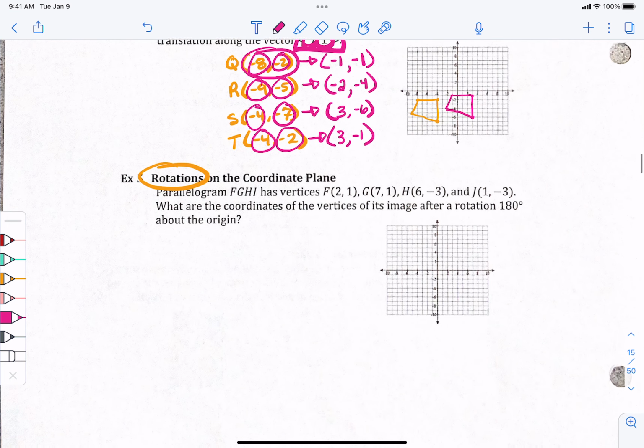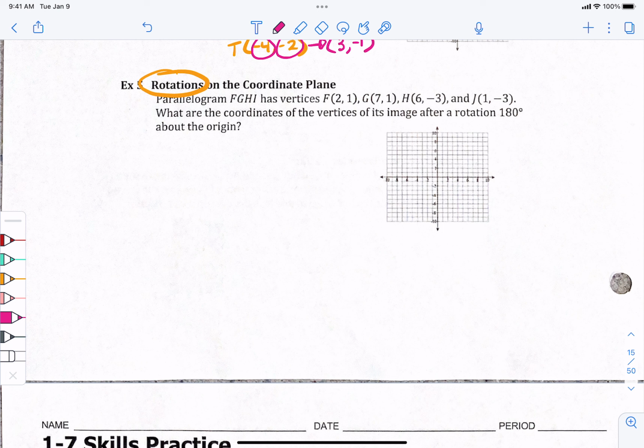All right. We ready for example 5? This is rotations. There are 3 different types of rotations. There is a 90-degree rotation, a 180-degree rotation, and a 270-degree rotation. Now, when you're rotating, you always rotate clockwise or counterclockwise? You always rotate counterclockwise, actually.